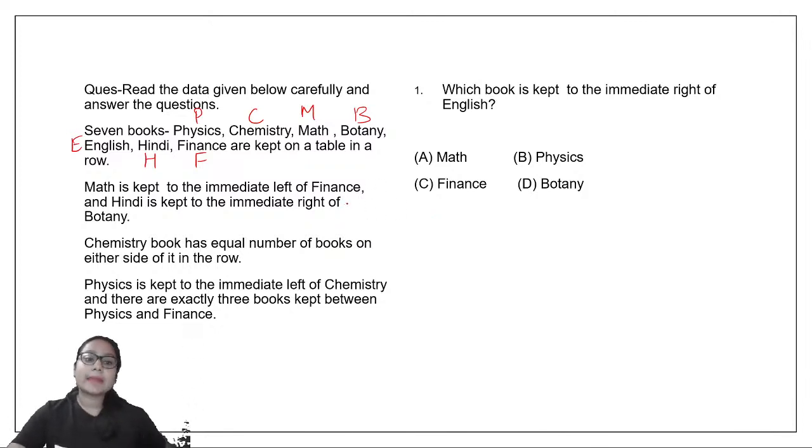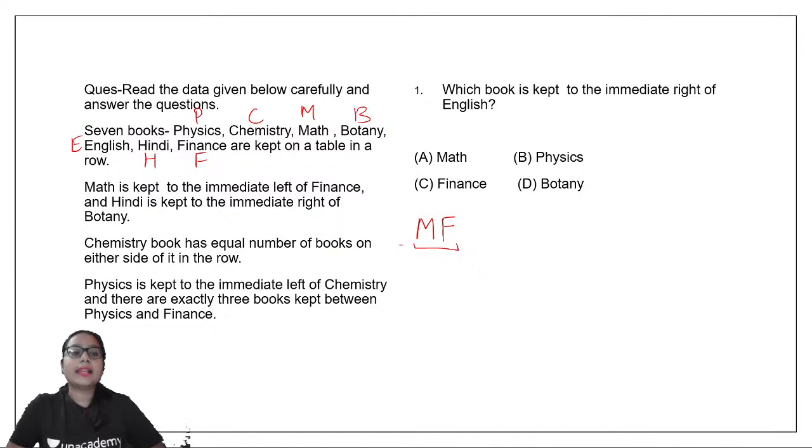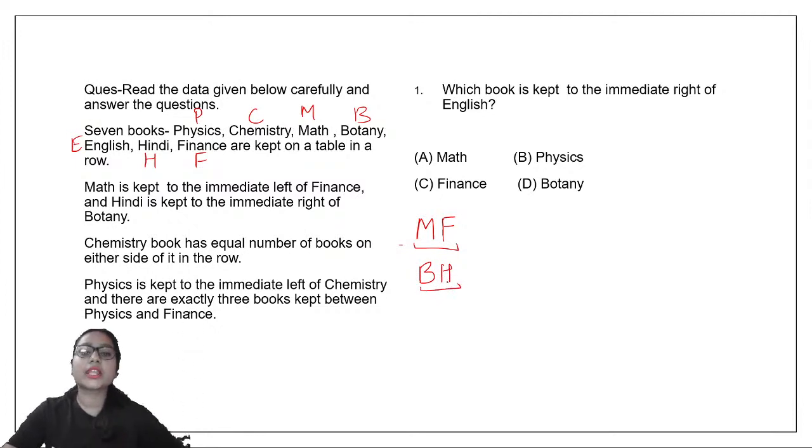Let's read the next sentence. So M is kept to the immediate left of finance. It means left में M होगा and finance right में होगा. So this would be one combination here. Another statement says that Hindi is kept to the immediate right of botany. It means if botany is here, then Hindi would be immediate right of it. This is the other combination. So MF and BH would be together.